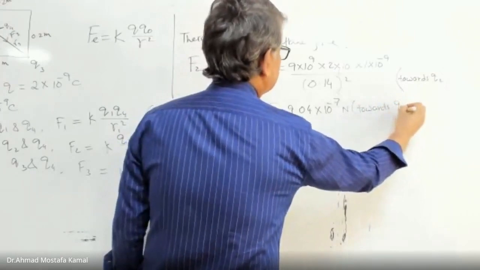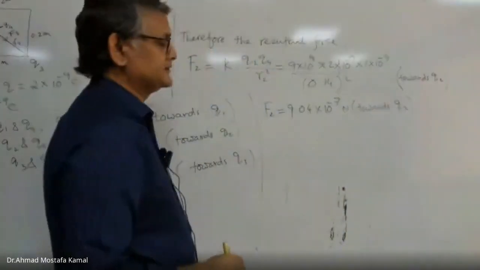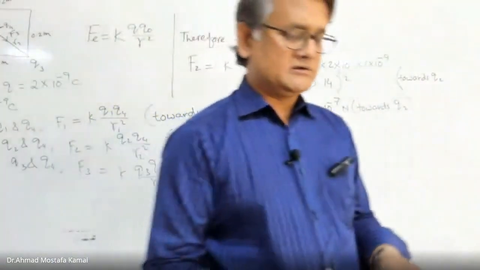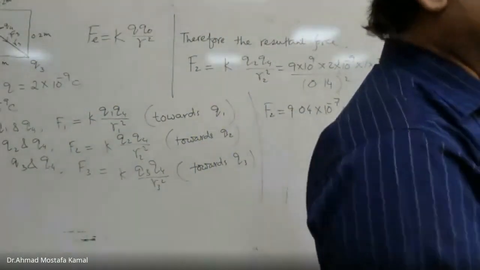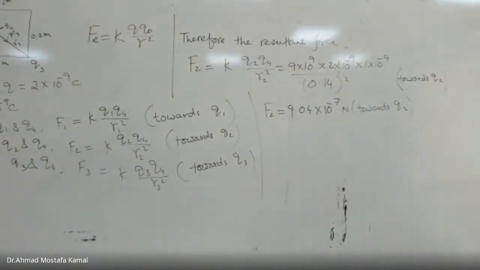Whatever is written in the bracket, I will assume you have written the direction, and without writing the direction, don't expect full marks. Okay, to get full marks you have to write down the direction of the vector quantity. Don't forget it. Okay, so let us go to the next problem.